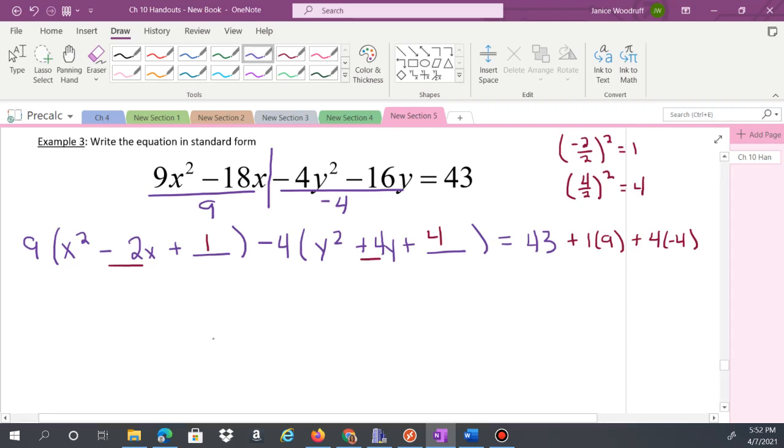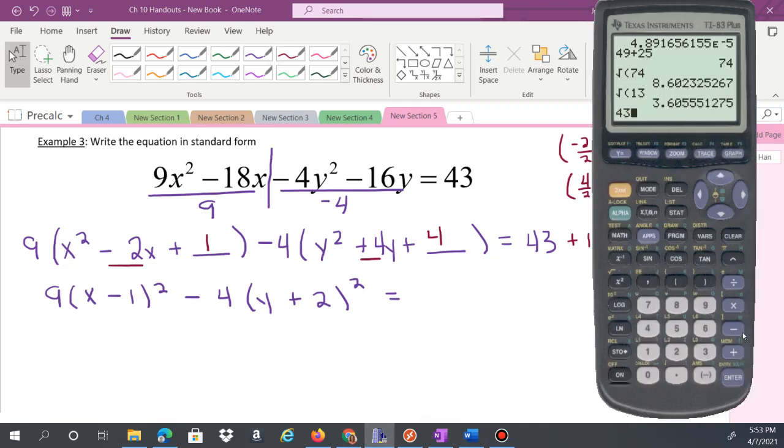All right, then I'm going to factor. So I've got 9, and then x squared minus 2x plus 1. That's going to factor to x minus 1 squared. Then I've got y squared plus 4y plus 4. That's going to factor to y plus 2 squared. And then let's see, 43 plus 9 minus 16. I better not do that in my head. 36.